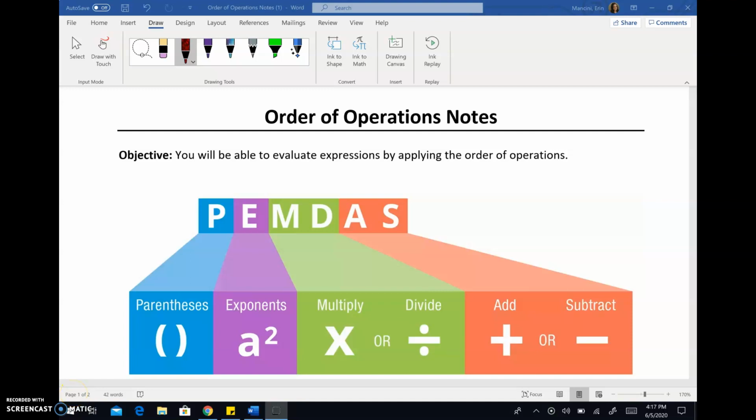Hello again. Today we're going to be talking about order of operations, or as most of you know it, PEMDAS.